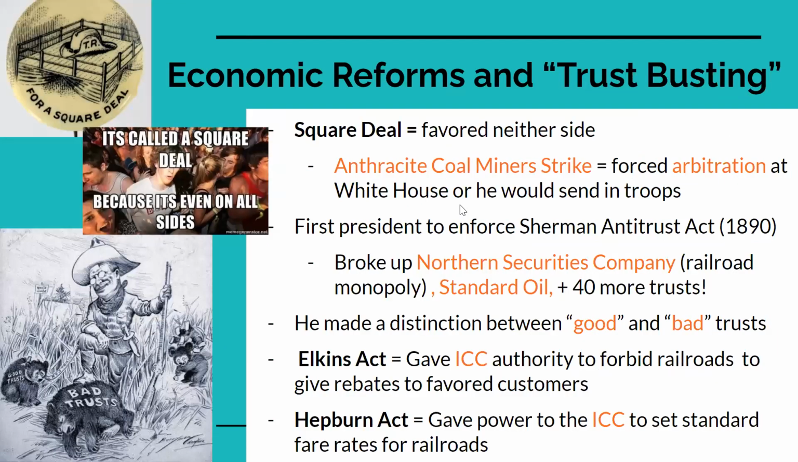So one of the first things he does is the ideology of the square deal, where he favored neither labor nor management. And one great example of that is the anthracite coal miner strike, where he forced both sides, the workers and management, to have an arbitration at the White House, or he would send in troops to close the company. So that's a very big show of force.